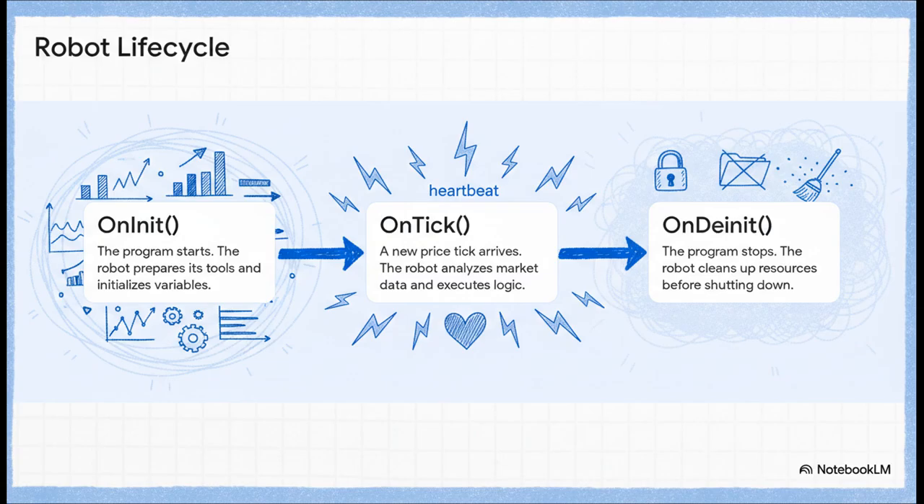And this is pretty much the life cycle of every trading robot. Think of it like this. OnInit is when the robot is born. It runs just once at the very beginning to get everything set up. Then you have OnTick. This is the robot's entire life. It's the heartbeat. This function gets called every single time the price changes. This is where all your analysis and trading logic lives. And finally, you have OnDeinit. This is what happens when you shut the robot down. It's its chance to clean up after itself.